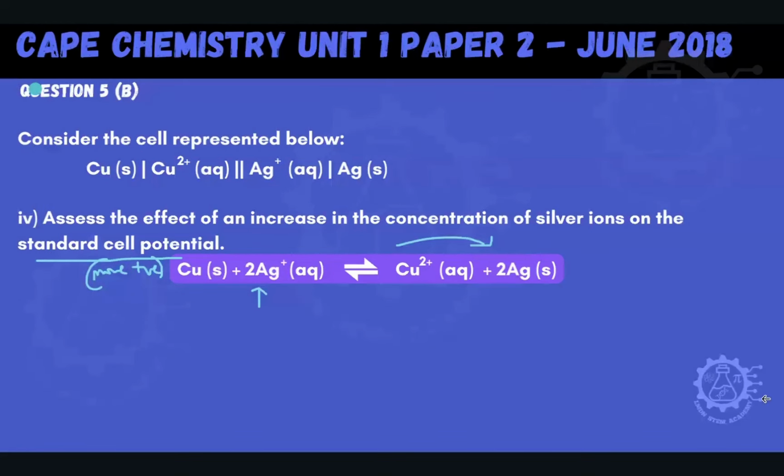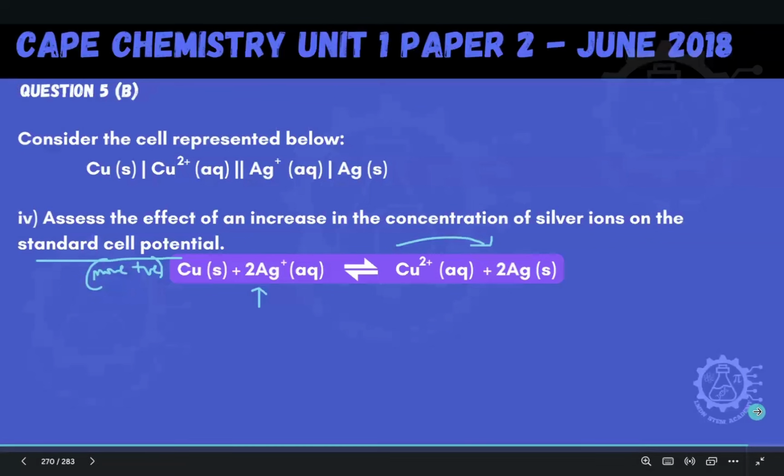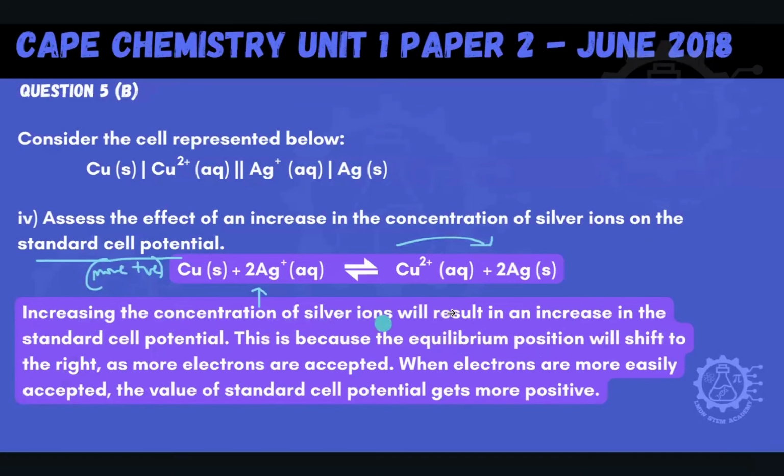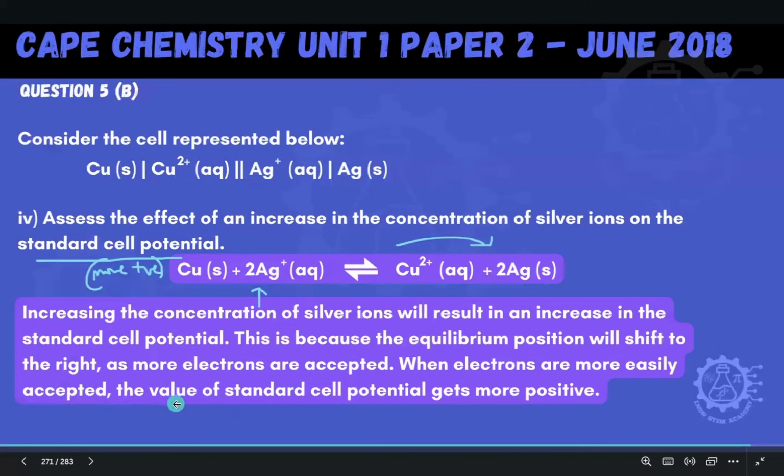So if I were to write this out, how would I write it on the exam? I would write that increasing the concentration of silver ions will result in an increase in the standard cell potential. This is because the equilibrium position will shift to the right as more electrons are going to be accepted by the silver ions that I added in. And so when electrons are more easily accepted, the value of the standard cell potential gets more positive. Okay? So that's our answer here.